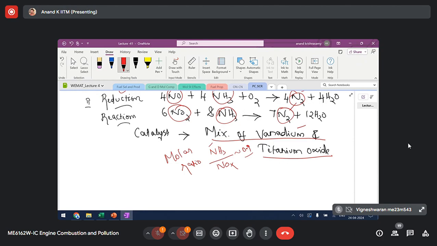otherwise you will have an ammonia slip. If you inject excess DEF in the exhaust line, you will have excess ammonia that leaves the engine tailpipe. Ammonia, you know, is a pollutant, so ammonia slip should be avoided. To avoid ammonia slip, you have to carefully fix this molar ratio. The injected quantity of DEF has to be according to this ratio. Ammonia to NOx is 0.9.